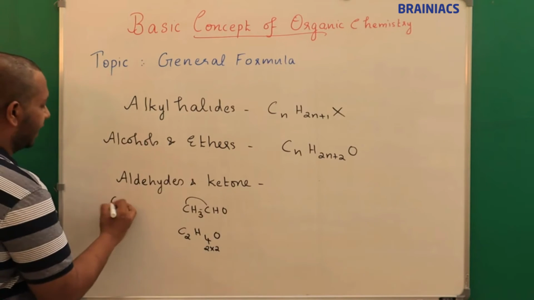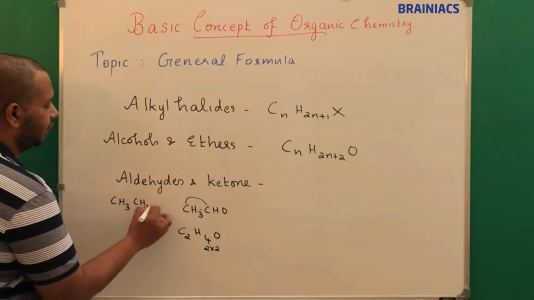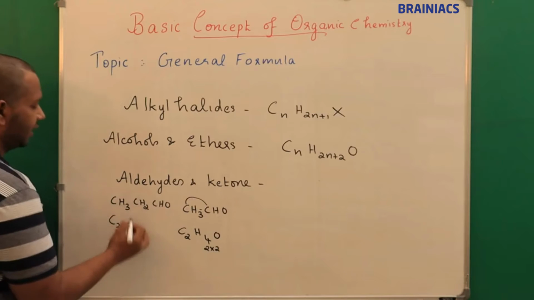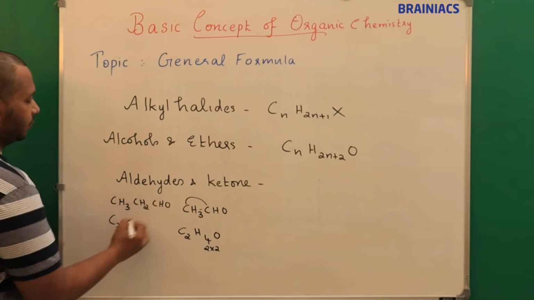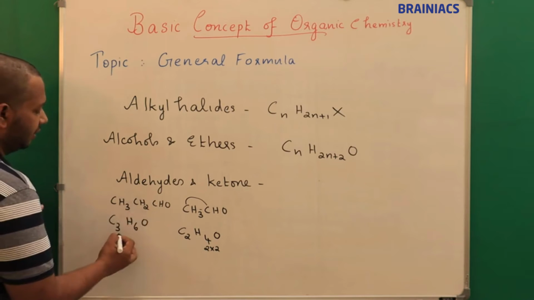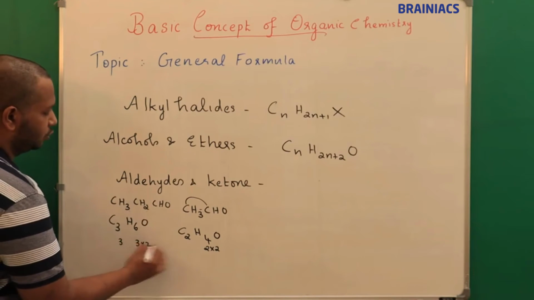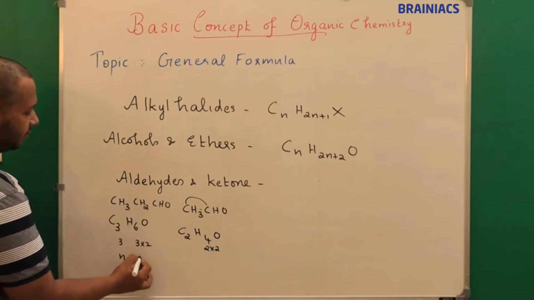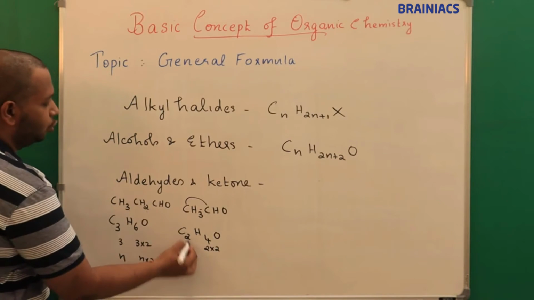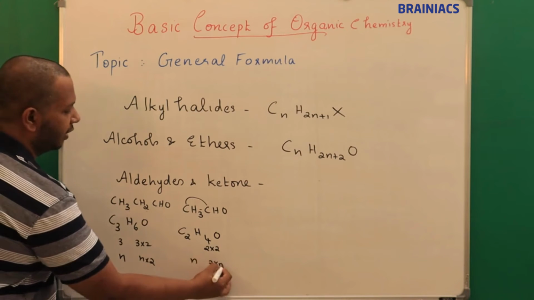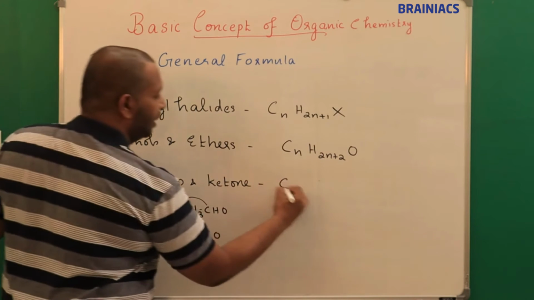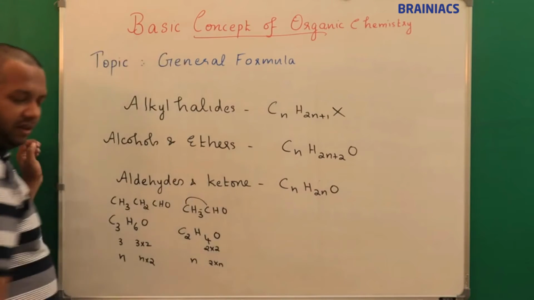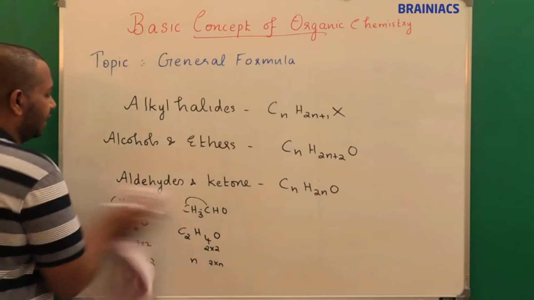Correct? We will take the next aldehyde, CH3CH2CHO. Count the number of carbon atoms. Totally 3 carbon atoms are there. Hydrogen: 3 plus 2, 5, plus 1, 6. Again H6O. Now you can see that this is 3, and this becomes 3 into 2. So what does that mean? If I assume 3 as N, then this becomes N into 2. If I assume 2 as N, this becomes 2 into N. So what will be the general formula? CnH2nO. This is the way we can derive and understand the formula.